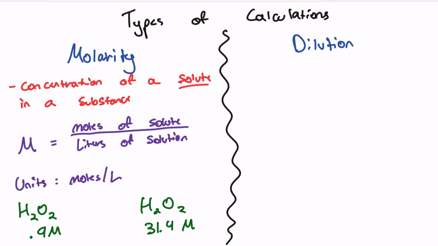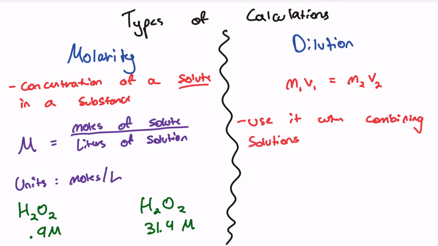The other equation you need to be familiar with is the dilution equation. This equation reads, the molarity of our first solution times the volume of our first solution will equal the molarity of our second solution times the volume of our second solution. We use this equation to find the volume or molarity of a solution after we mix it with another solution.